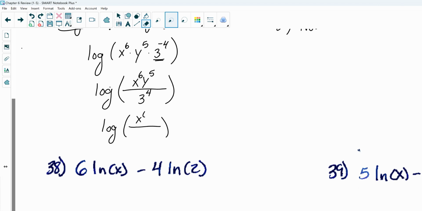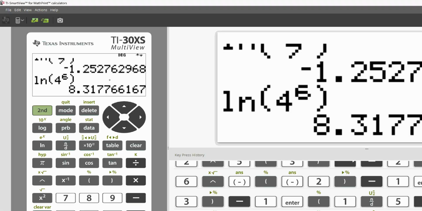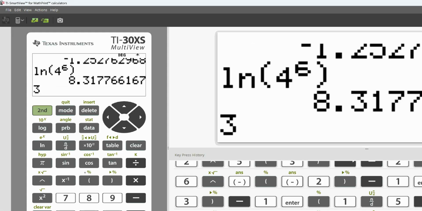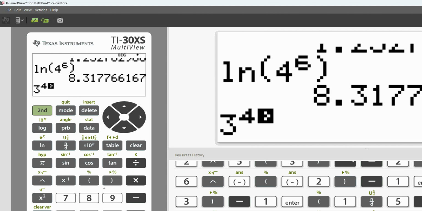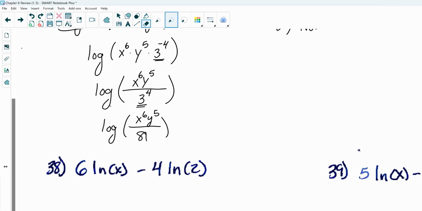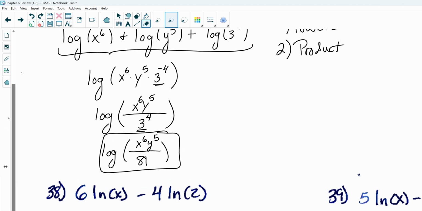Now we can simplify a little bit, and that's our 3 to the 4th power. If we have a number to an exponent, we're going to check and make sure it simplifies. If it does simplify nicely, we will replace it, telling us that this one here condenses to log of x to the 6, y to the 5th over 81.